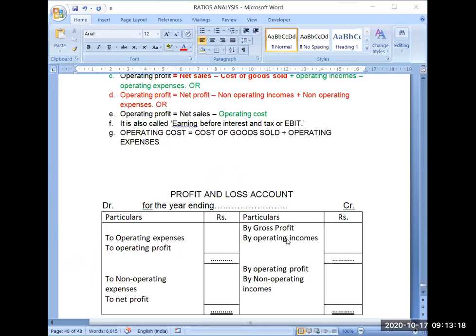So this format will help you in reaching operating profit most of the times. Operating profit is also called earning before interest and tax. If you have calculated any profit out of which you have not paid any interest and tax also, that will be termed as earning before interest and tax, EBIT, and that is also known as your operating profit.